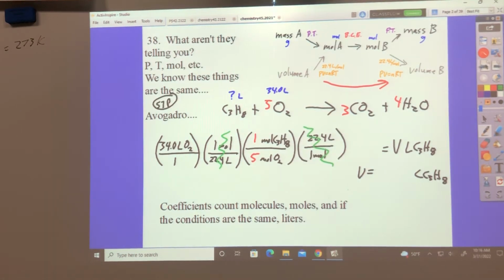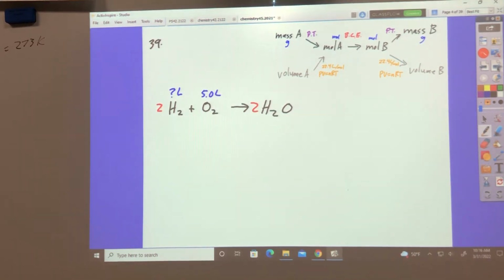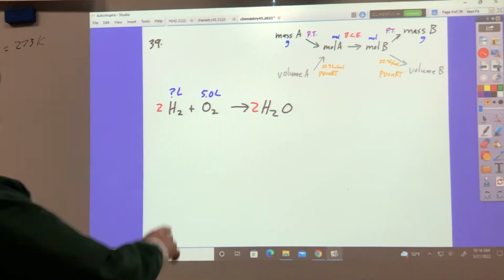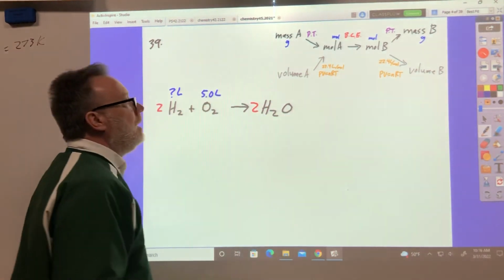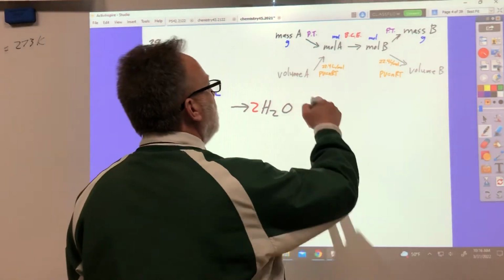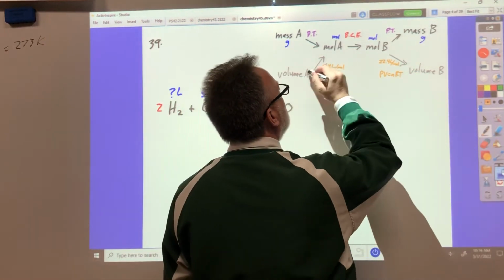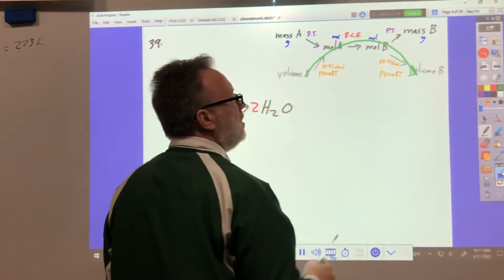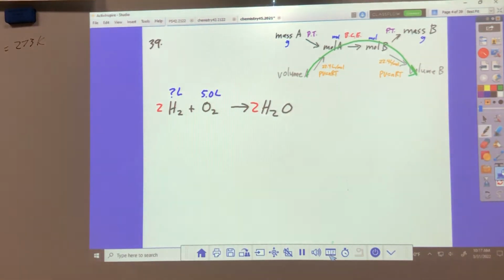Determine the volume of hydrogen gas needed to completely react with 5 liters of oxygen gas to form water. So the first thing you should do is write the equation and balance it. I already have that done. Now on this one, you are going from liters to liters again. You have to go through moles to get there. But that will end up canceling out. You can actually go there directly.